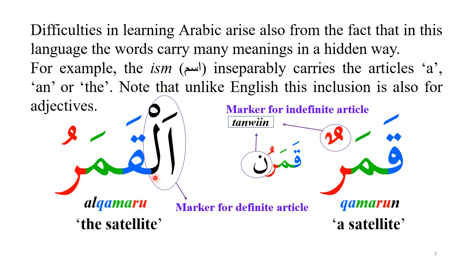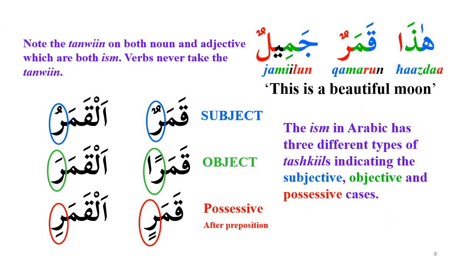Or you can say al qamaru, which means the satellite. The noon is removed and the dhamma becomes single, and so this al means the. And interestingly, see the definite article, because it's more important, it's pointing to something specific, so it is the first thing that is added. But when it is indefinite, the noon is added at the end of the word.